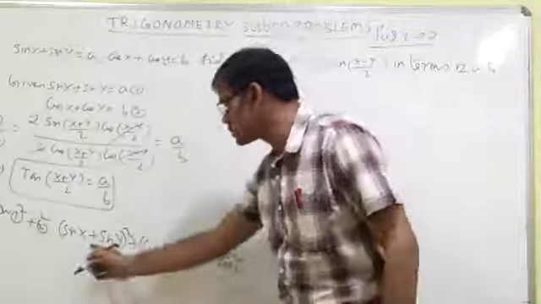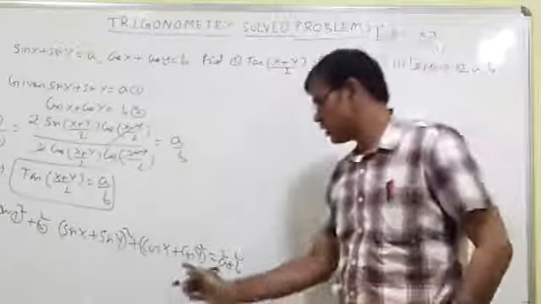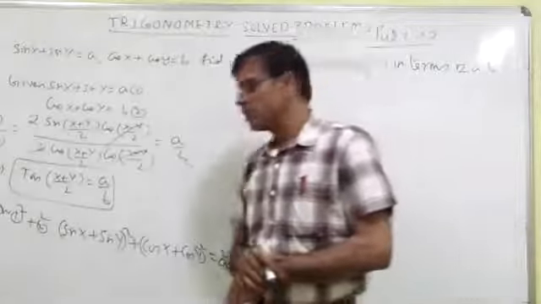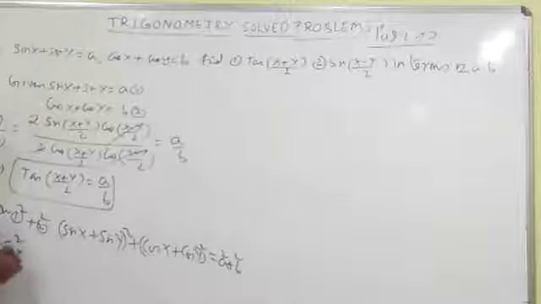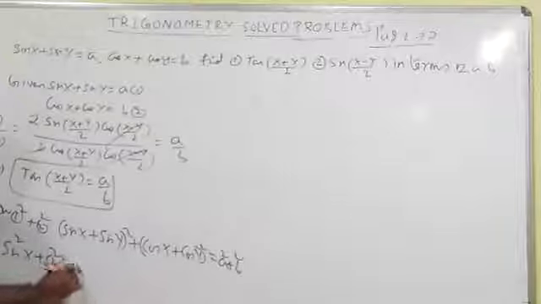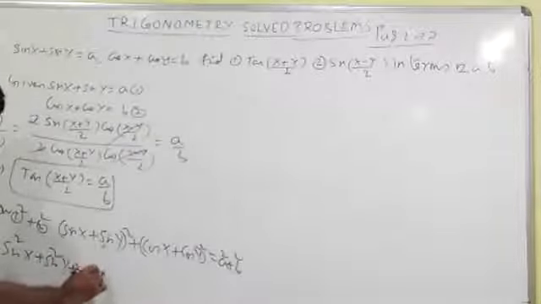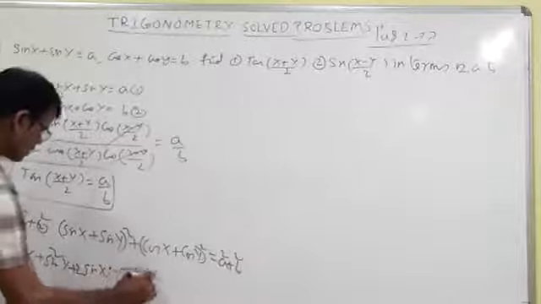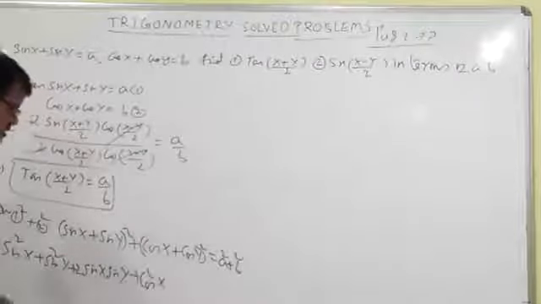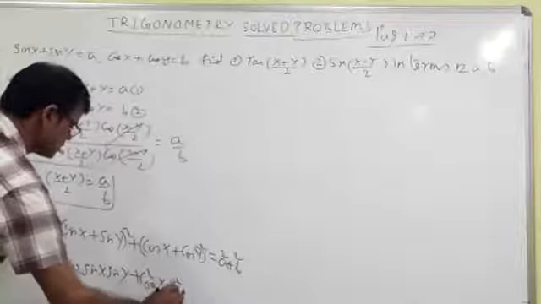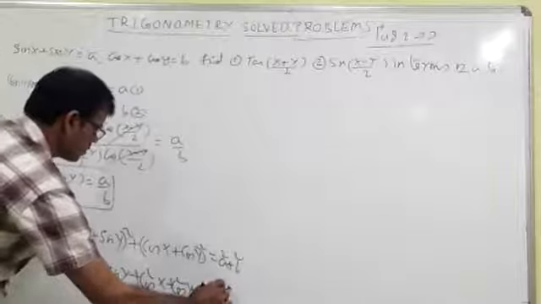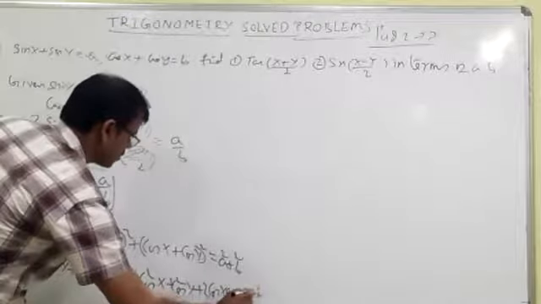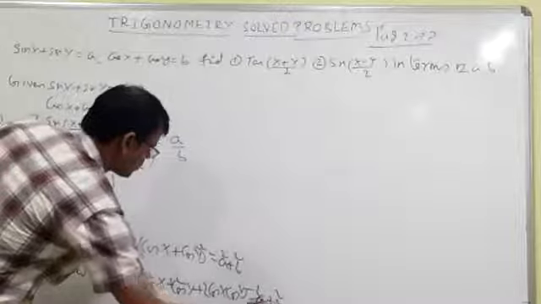Now you can understand this one as the (a plus b) whole square formula, and this one also as the (a plus b) whole square formula. Apply the formula a square plus b square plus 2ab. So this is sin square x, this is sin square y, plus 2 sin x sin y. Similarly, cos square x plus cos square y plus 2 cos x cos y is equal to a square plus b square.